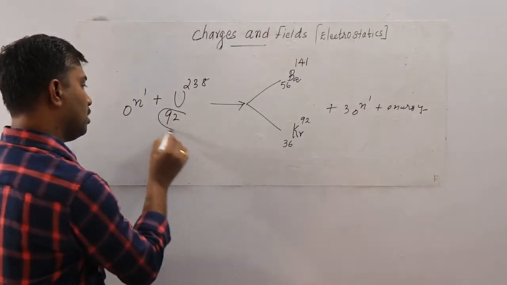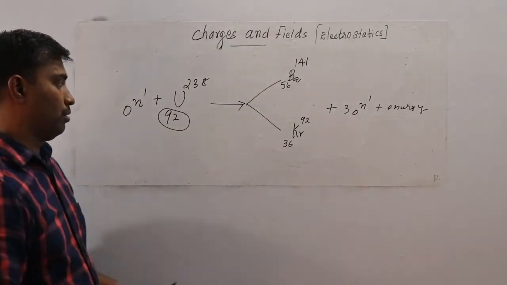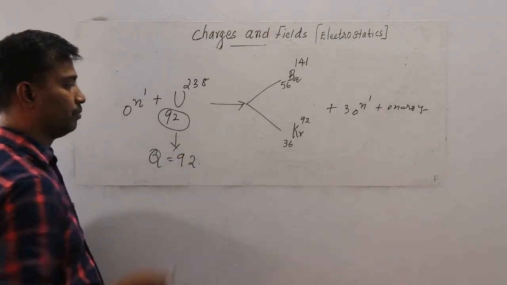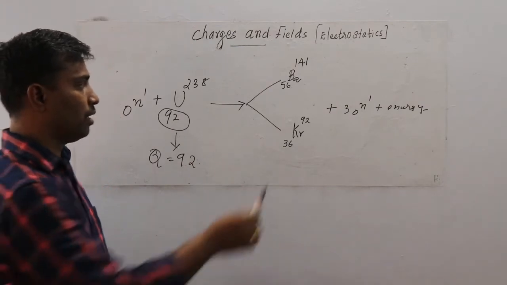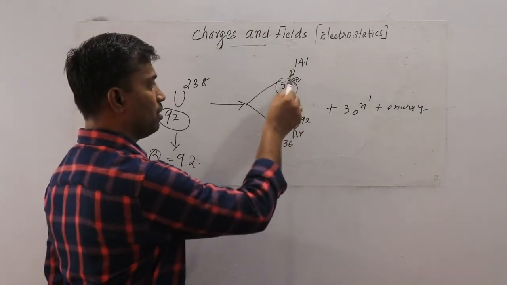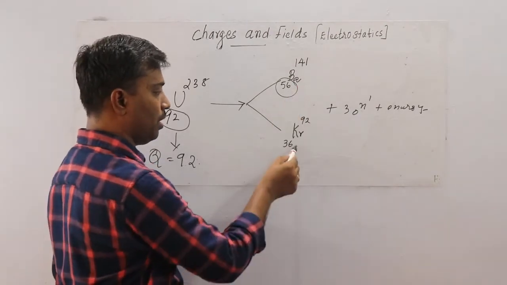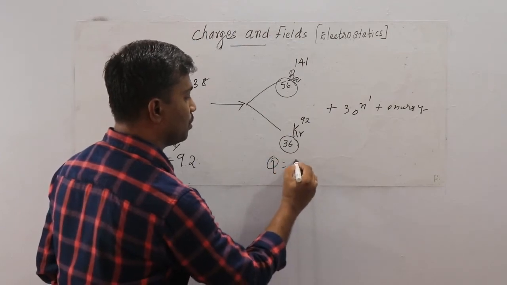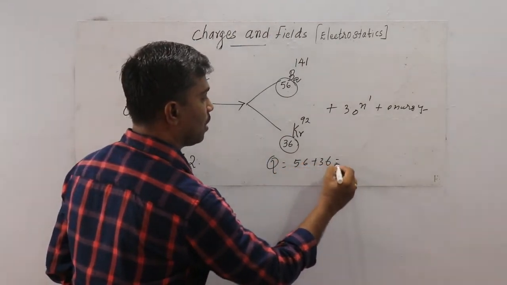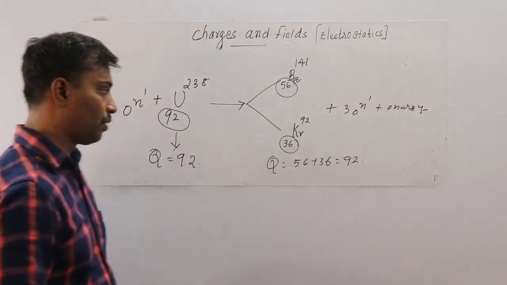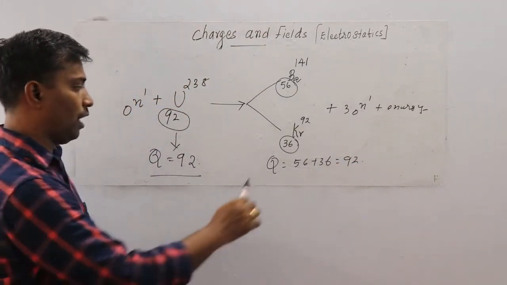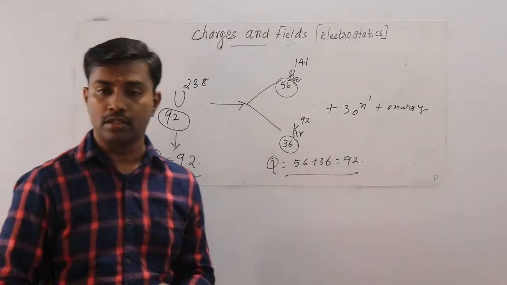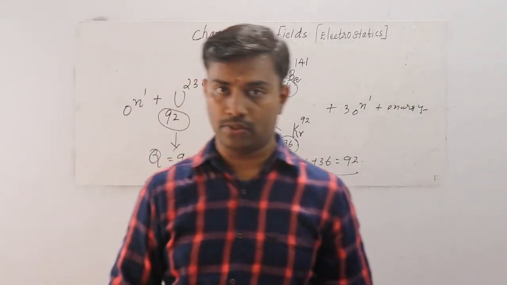So here the total charge of the uranium before the reaction is 92. It splits into two fragments, barium and krypton. The 56 is the charge of barium and 36 is the charge of krypton. The total charge after is Q equal to 56 plus 36, that is equal to 92. So before and after the reaction, the total charge remains the same. That is known as the conservation of charges.